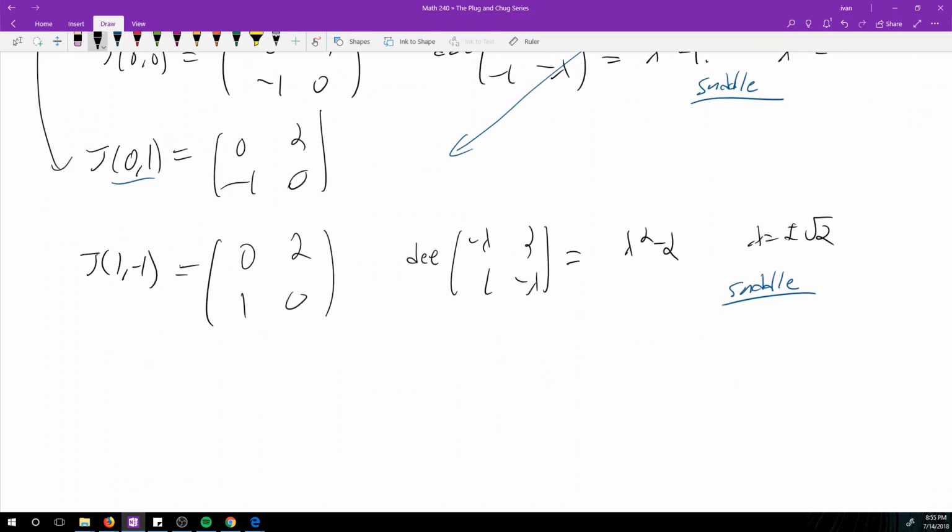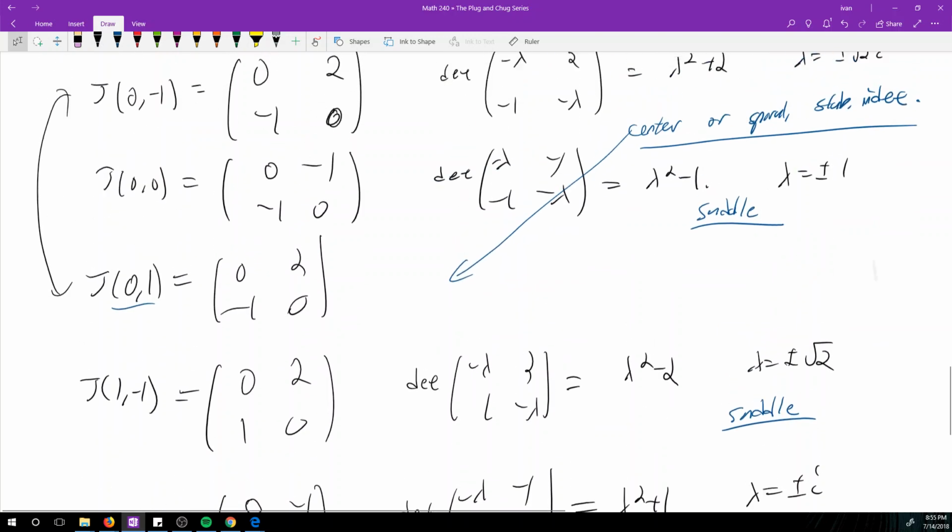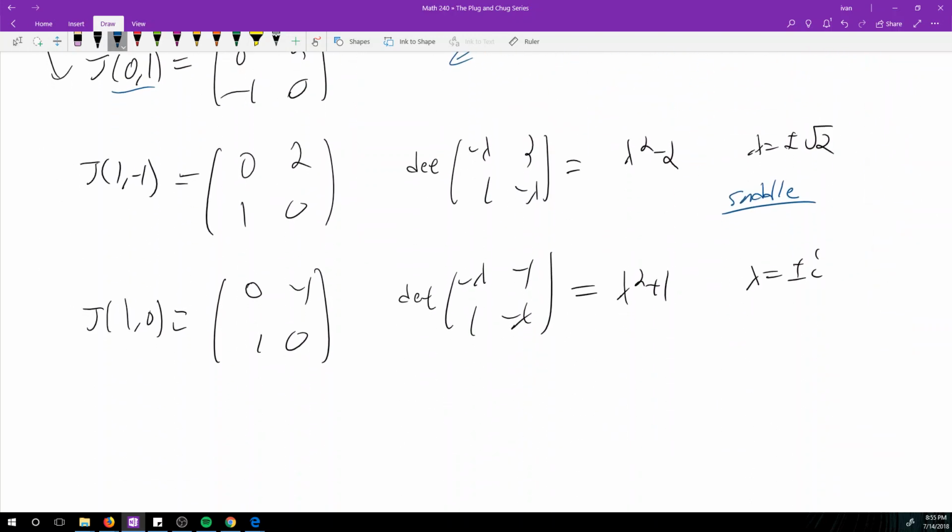Okay, and then you got J at (1, 0), which is [0, -1; 1, 0]. And now what? So now you got the determinant of [-λ, -1; 1, -λ], and this is λ² + 1, and so λ is equal to plus or minus i. So again, this is going to be a center or a spiral point. The stability is center or spiral, stability indeterminate. Okay?